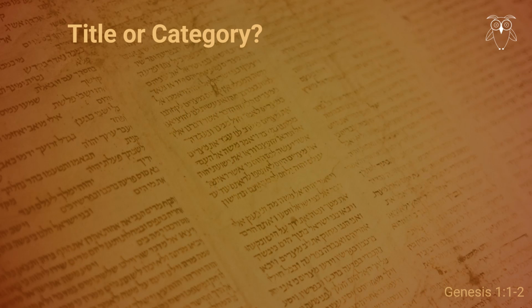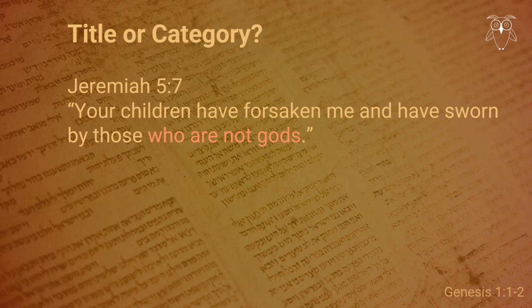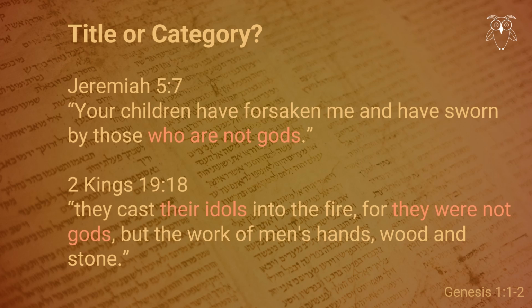But then we come to Jeremiah speaking to unfaithful Israelites. Your children have forsaken me and have sworn by those who are not gods. And again, 2 Kings 19 verse 18, where Hezekiah prays, They cast their idols into the fire, for they were not gods, but the work of man's hands, wood and stone. Here it seems that a certain object is called or given the title God or gods. And here God says that they aren't gods, despite having been granted the title, meaning they are wrongly called gods because they didn't fit the category.